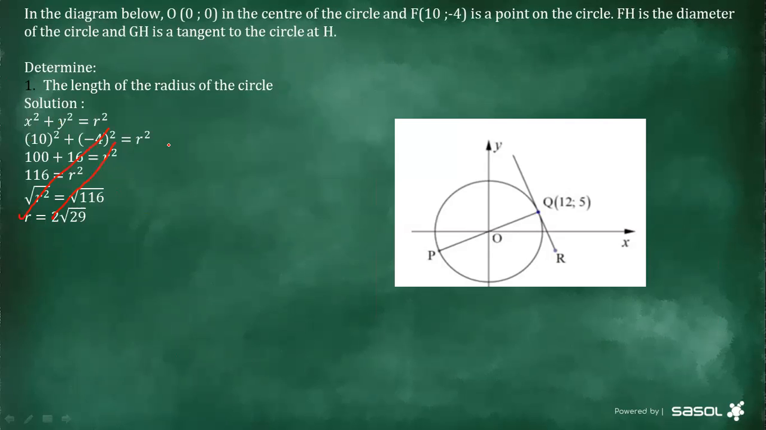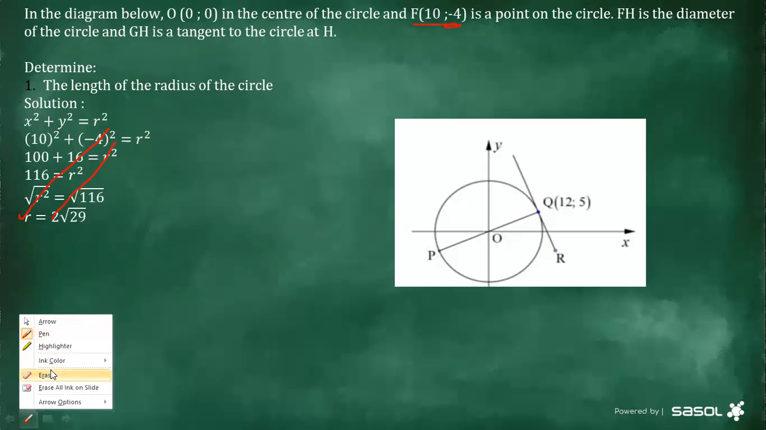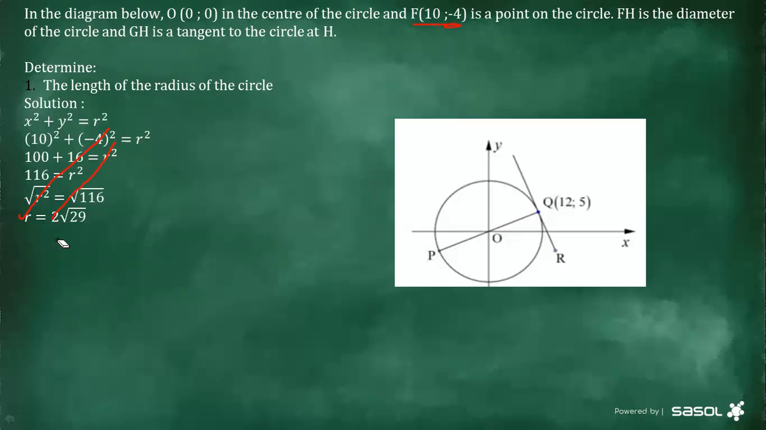And then now remember, there was a question where we had to calculate the equation of this. Let me just see. In the diagram below, O is the center of a circle, and F, which is (10, -4), is a point on the circle. H is the diameter of the circle, and then GH is the tangent to the circle. All right, now this is correct. We are told that point F is the point on the circumference of a circle.